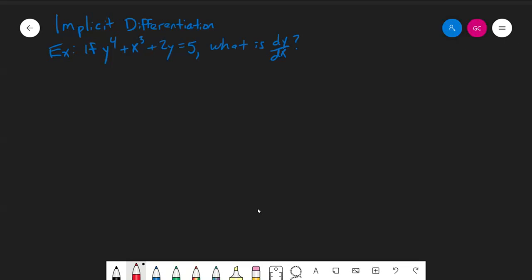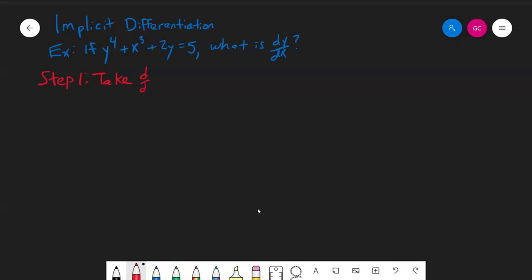y to the fourth plus x cubed plus 2y equals 5. And we want to find the rate of change of y with respect to x. The way we solve these problems for starters is to take the derivative of both sides.